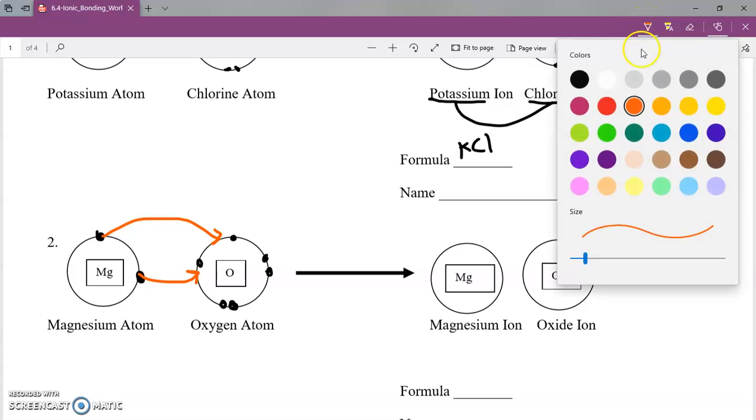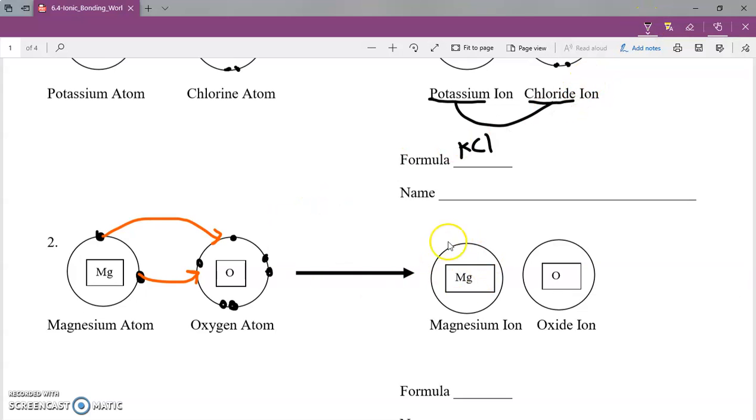Now, it's going to ask us what's going to be the charges of both, right? Well, if I lose 2 electrons on magnesium, losing 2 negative charges, right? If I lose negatives, I become positive. Am I losing 2 electrons? I become a +2. And if I gain those electrons, I'm going to become a -2.